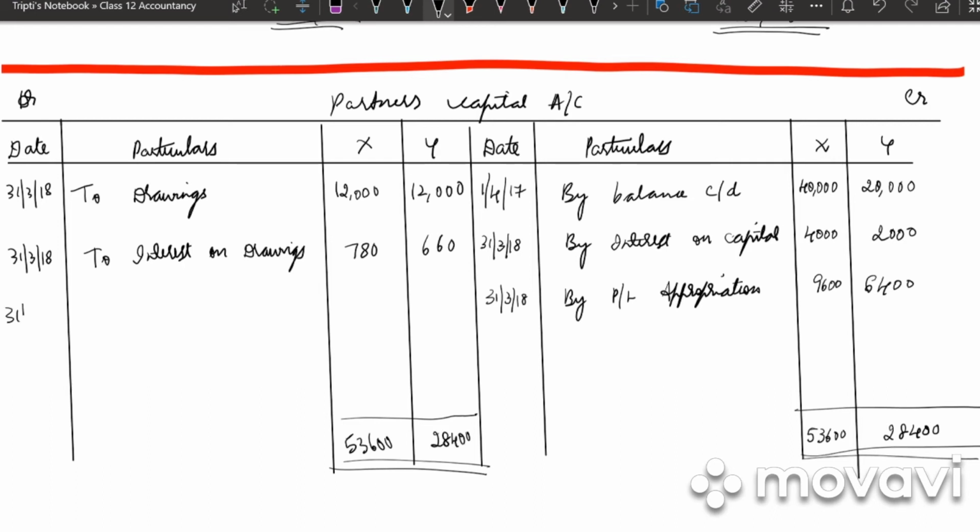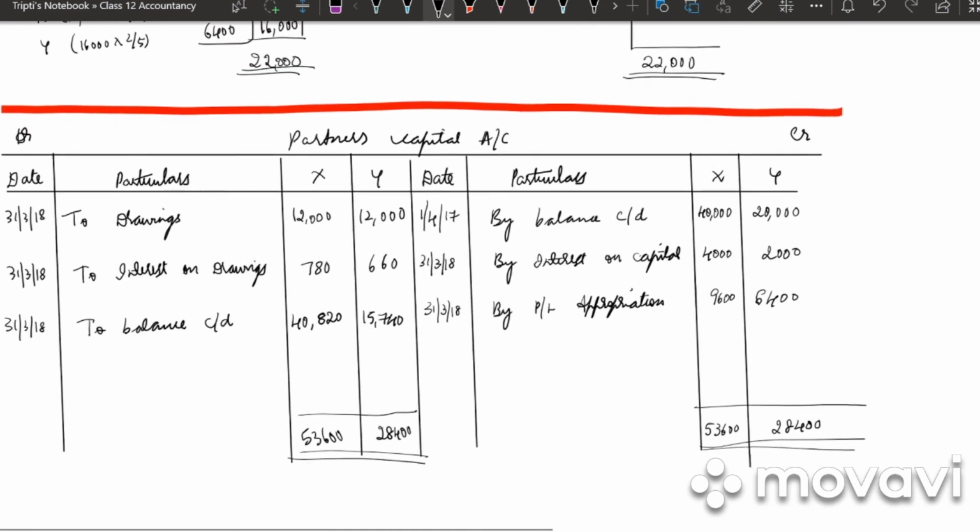So what is the balance? Balance will be transferred to balance carried down. That is 53,600 minus 12,000 minus 780. That is 40,820. 28,400 minus 12,000 minus 660 is 15,740. So clear?